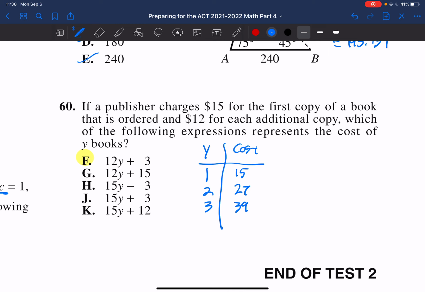Now what I often tell people is, just plug in 1 and see which formulas give you 15. Well, this one doesn't. This one doesn't. This one doesn't. And this one doesn't. It's only letter F. Because one copy should only cost you 15. Not 12, not 18, and not 27. So by elimination, for number 60, letter F is the answer.